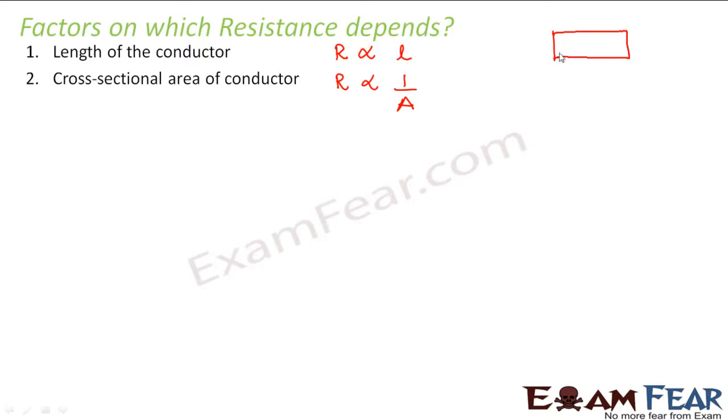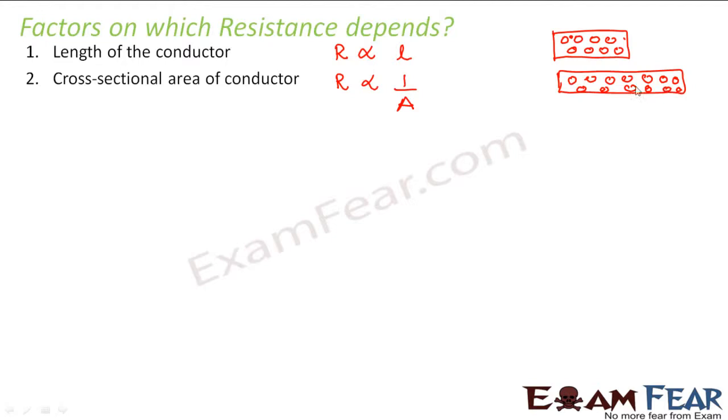Let us suppose if this is the length of a conductor. In this length, you have these many atoms. So that means the free electron will collide with these many atoms. Now, if you increase the length of the conductor, so when you increase the length of the conductor, the number of atoms will also increase, right?